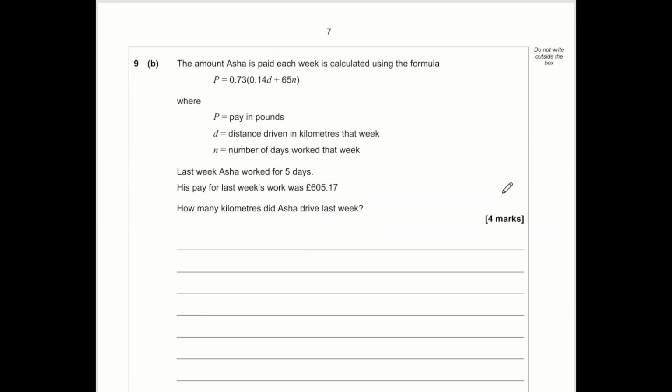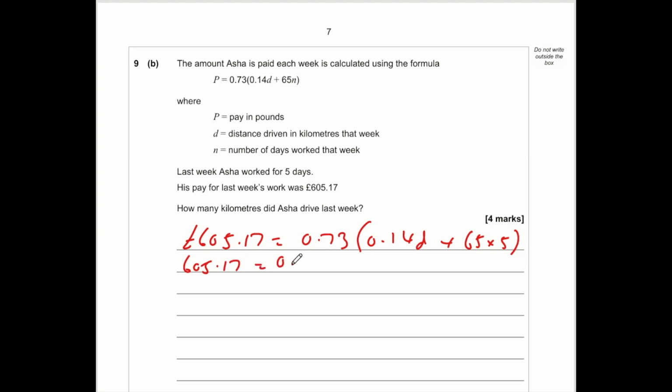Okay, question B. This is quite a challenging one. First of all, we know what P is. We're not trying to work out P. So I'm going to write here that P, which is £605.17, is 0.73 lots of 0.14, we don't know the distance, that's what we're trying to work out, plus 65 times 5, because the n is 5. Let's tidy this up. 605.17 is 0.73 lots of 0.14d plus 65 times 5, which is 325.